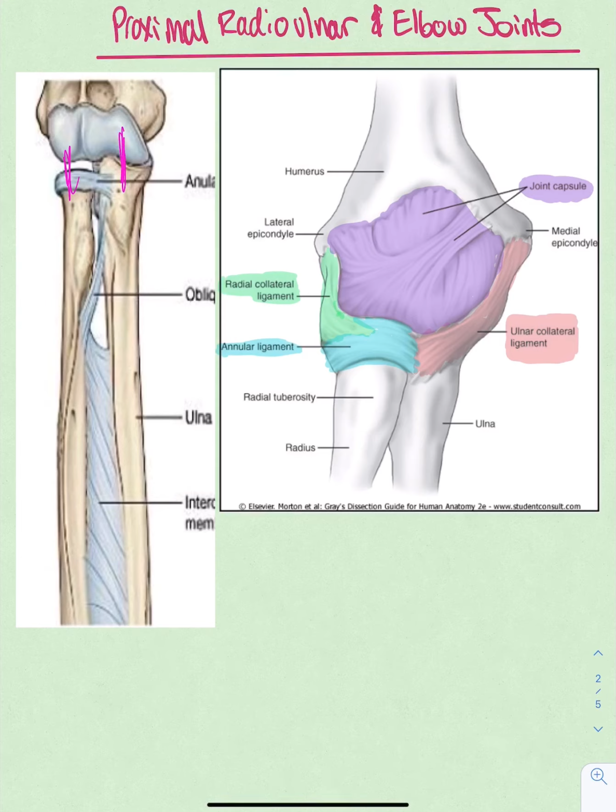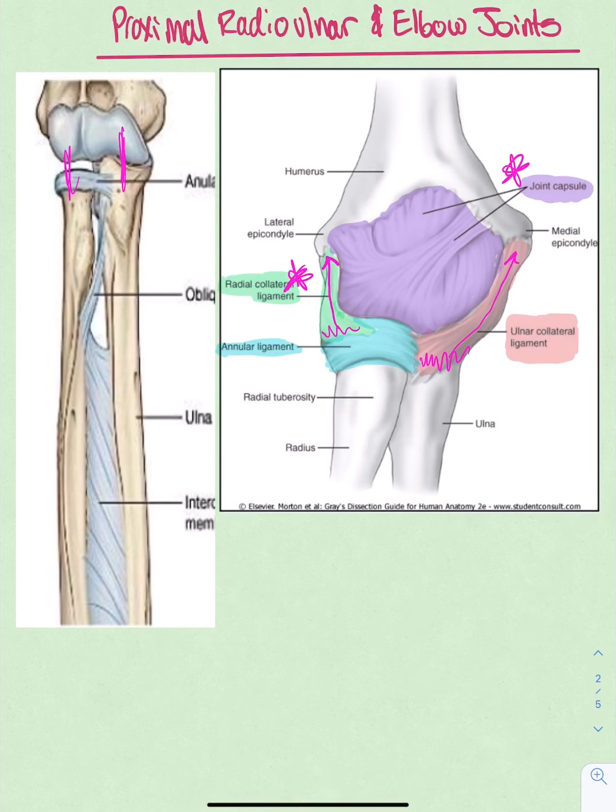The joint capsule is weak anteriorly and posteriorly, but strengthened medially and laterally by collateral ligaments. Here, we have the radial collateral ligament, which runs from the annular ligament of the radius to the lateral epicondyle, and the ulnar collateral ligament seen here, which runs from the ulna to the medial epicondyle.